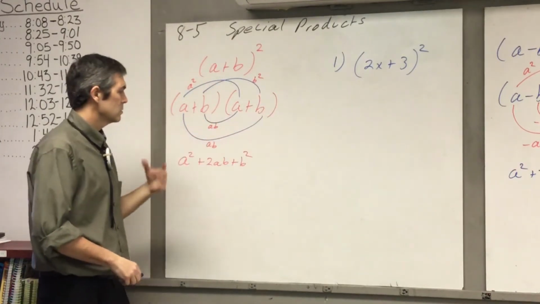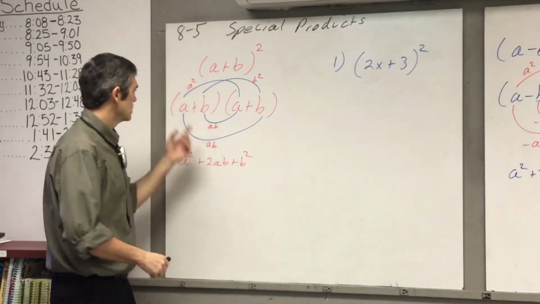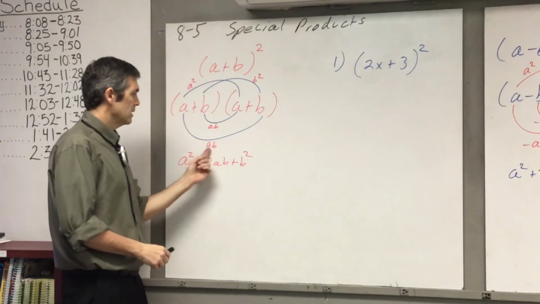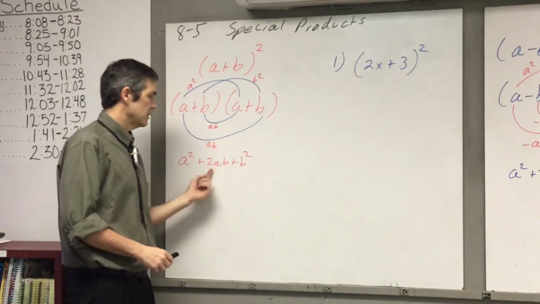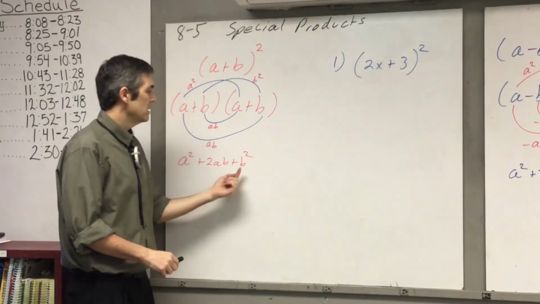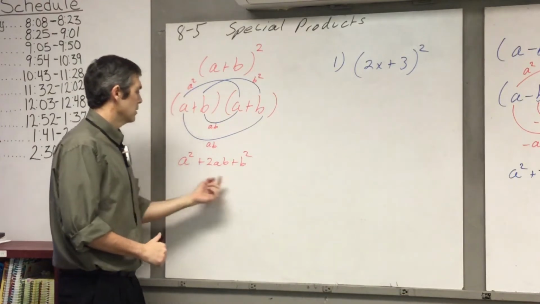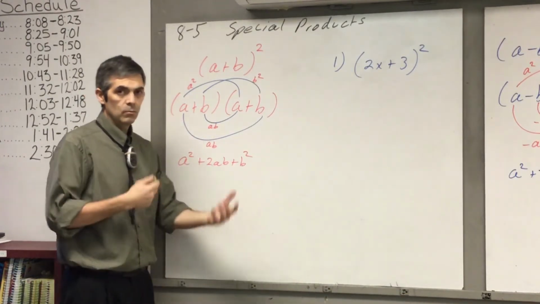And what it comes down to is you end up basically just doubling this stuff, right? So you're going to have the a squared, and then the inside here gets doubled, right? ab plus ab, you got 2ab. And then you have the ends being squared here, so b squared. So a squared plus 2ab plus b squared ends up being what it looks like.